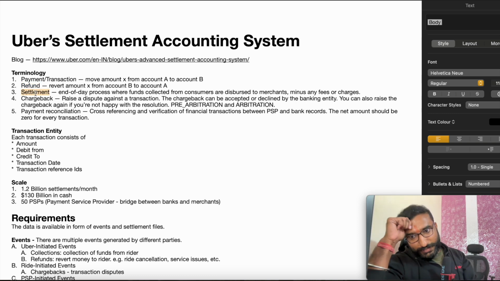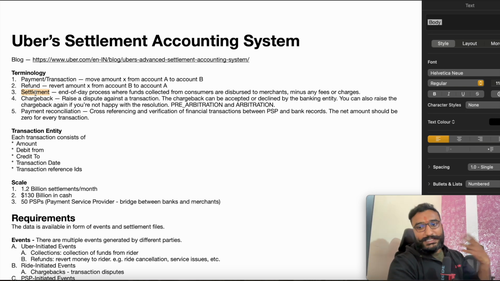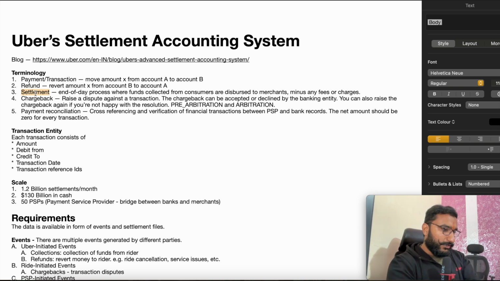Now this settlement term is mostly used in the context of your banks, or let's say your PSP, basically a payment service provider. Let's take the example of three entities here. You are the user. I am the user, Mandeep, booking a ride on Uber, and it uses Razorpay. I'm not sure which payment gateway Uber actually uses, but let's take the example of Razorpay. So we have a user, Mandeep.